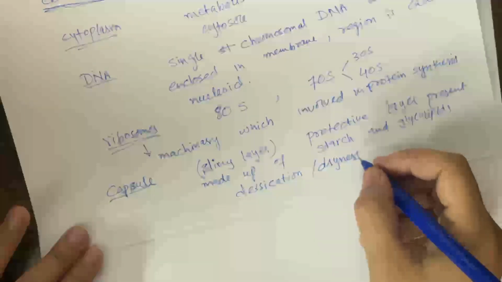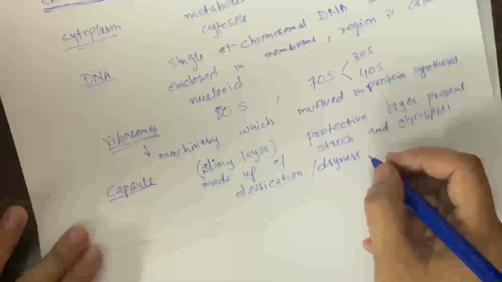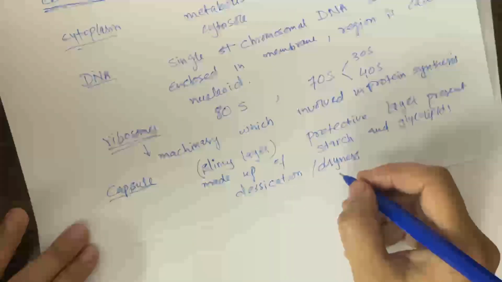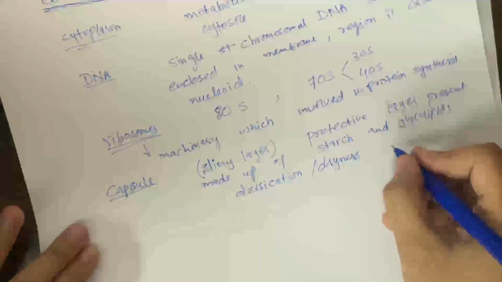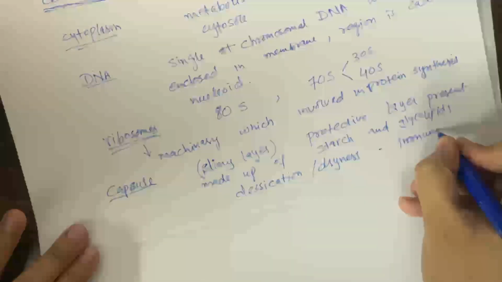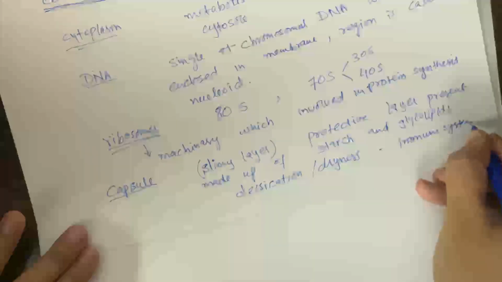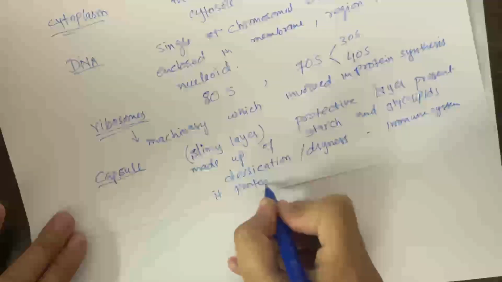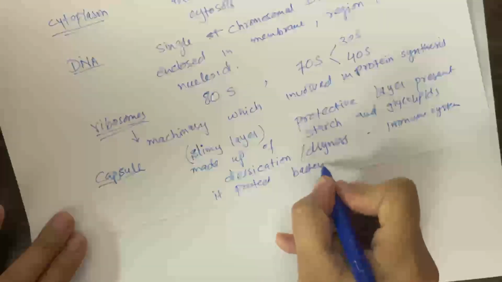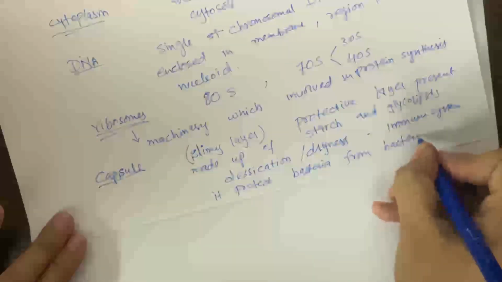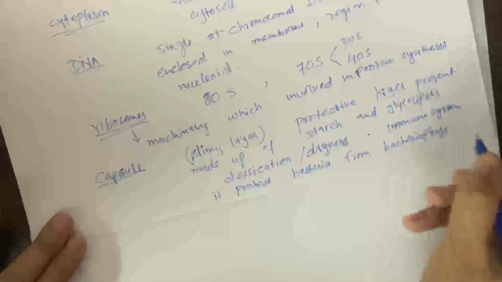Or we can say it is also protecting bacteria from very cold conditions. So this protective layer of bacteria also acts as an immune system. We can say it protects bacteria from bacteriophages, from viruses, or bacteria-eating organisms.